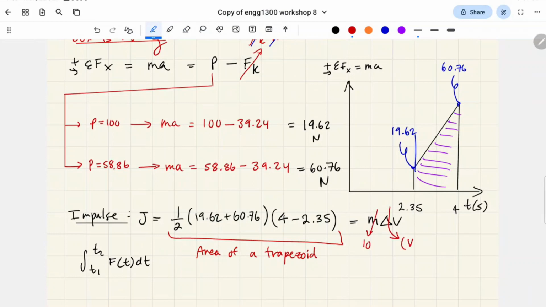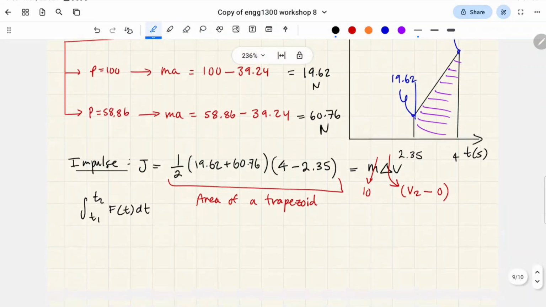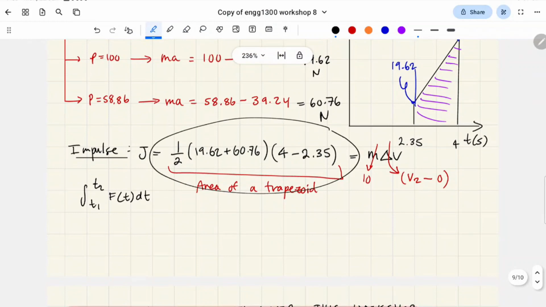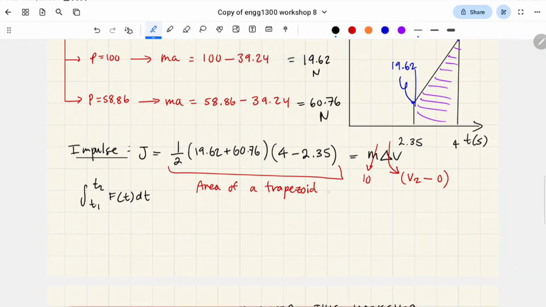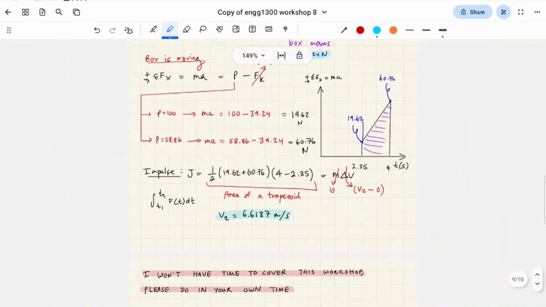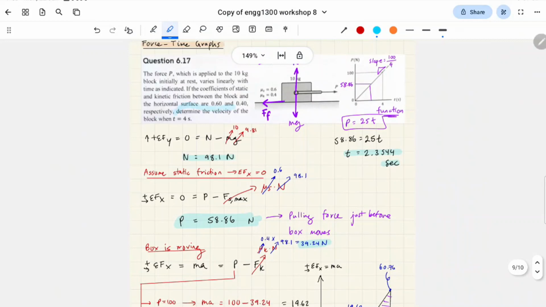So V2 minus V1, V1 is stationary. And so when we solve for this, whatever that multiplies to, is equal to 10 V2. Divide both sides by 10. We get that V2 is 6.6137 meters per second. And that is the speed, the velocity of the block when t is 4 seconds.